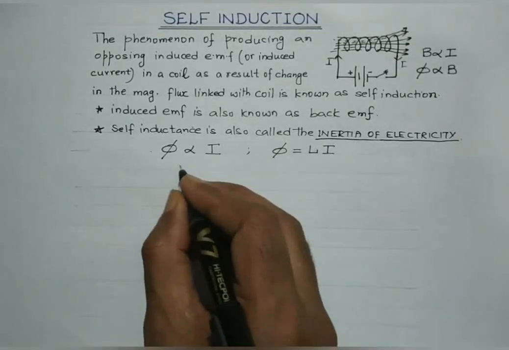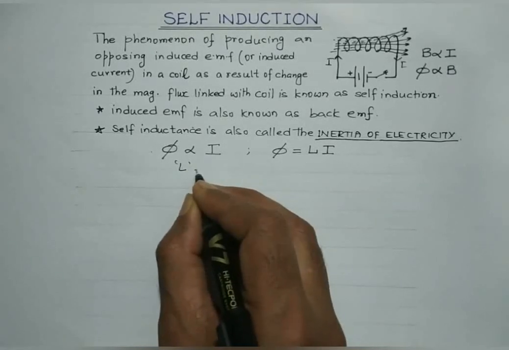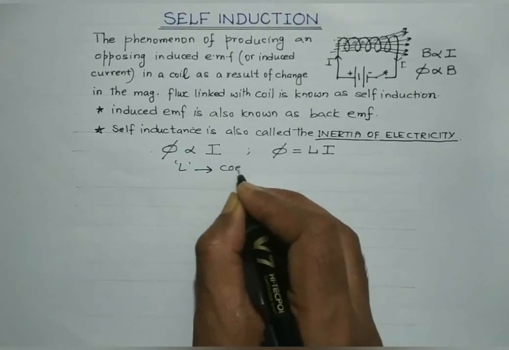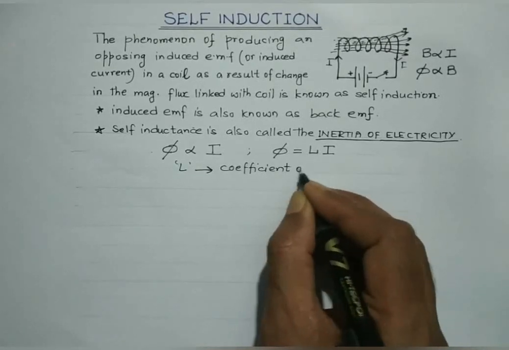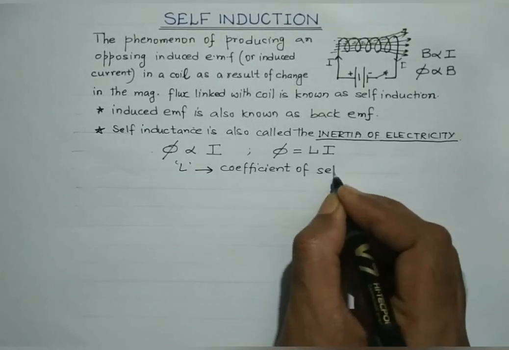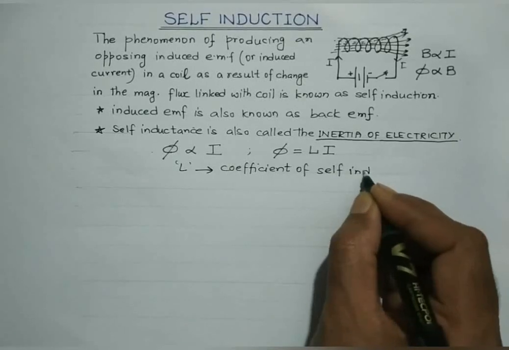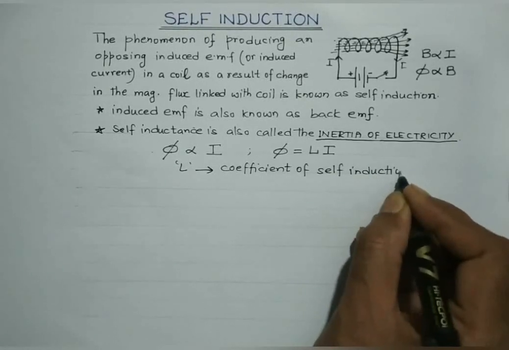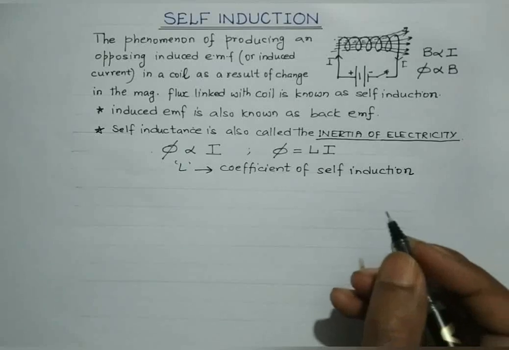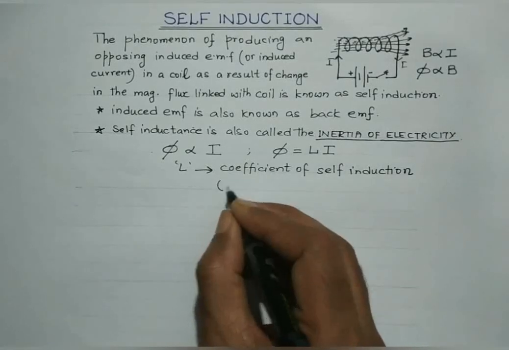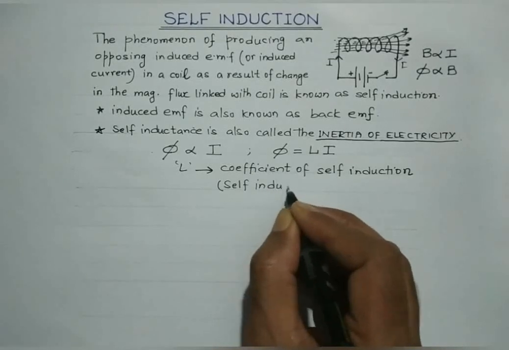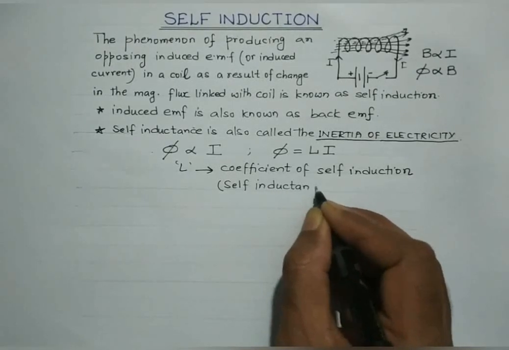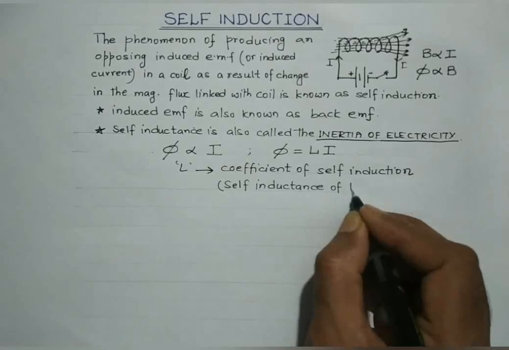This L is constant. It is known as the coefficient of self-induction, or it is also known as self-inductance of the coil.